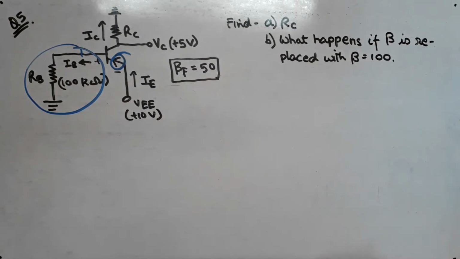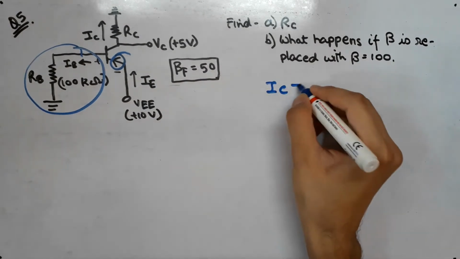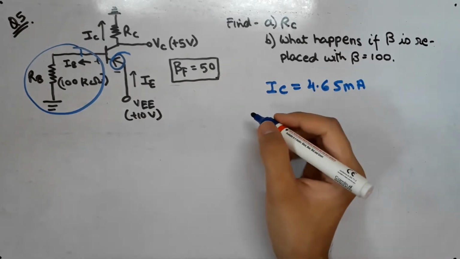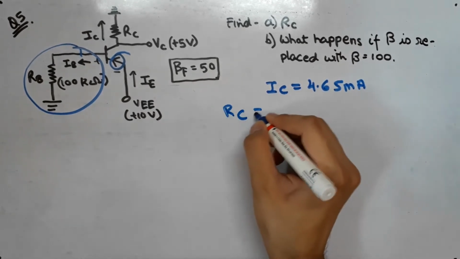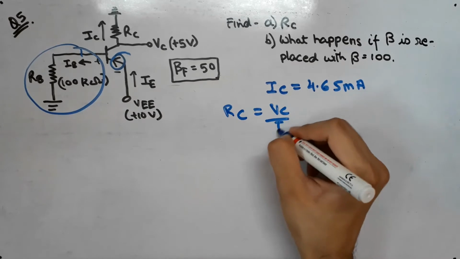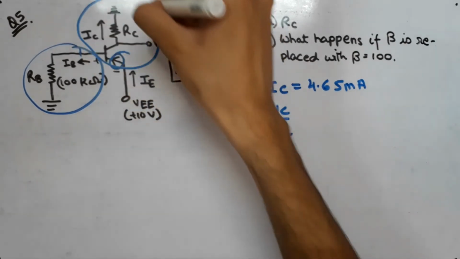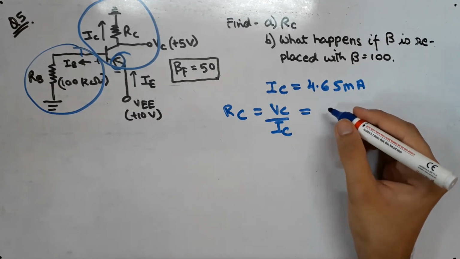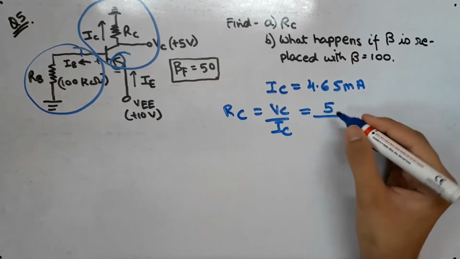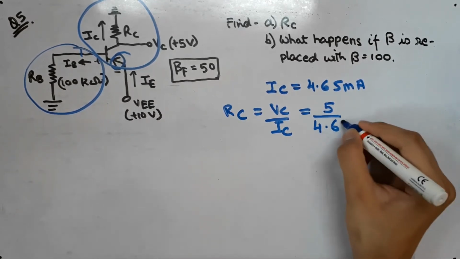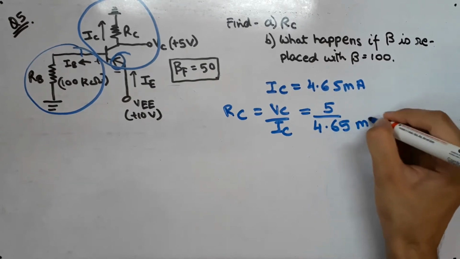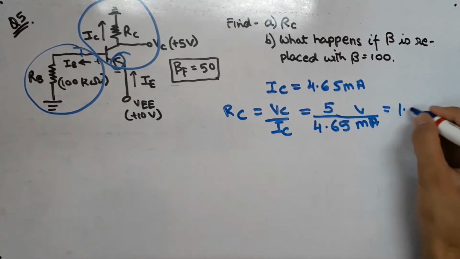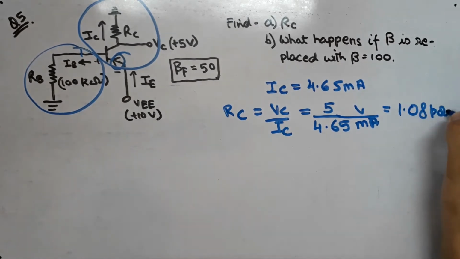Now that we have found out the value of IC, which came out to be 4.65 milliampere, we will now find the value of RC. RC will be equal to VC by IC. We can get that by looking at the circuit over here. We will simply put the values, that is VC is given to us, which is equal to 5 volts, and IC we just found out, that is 6.5 milliampere. This will come out to be 1.08 kilo ohm.